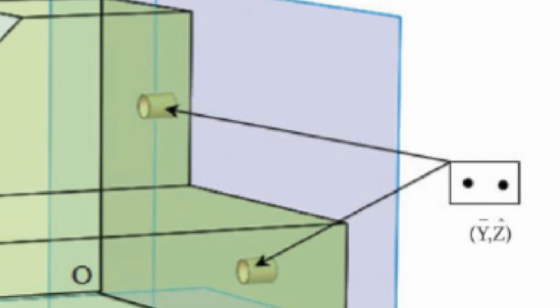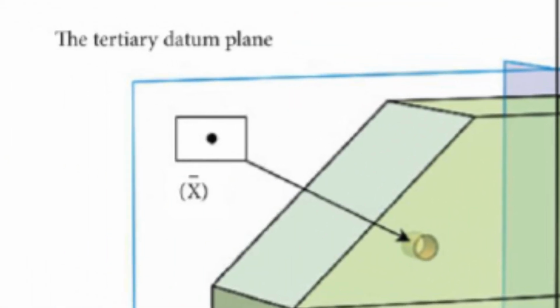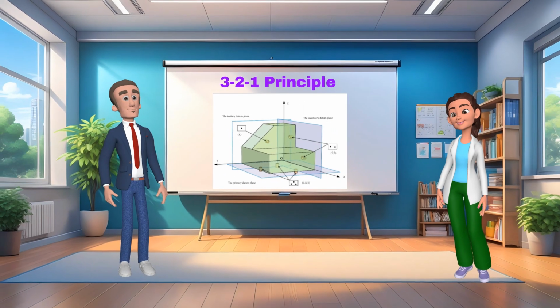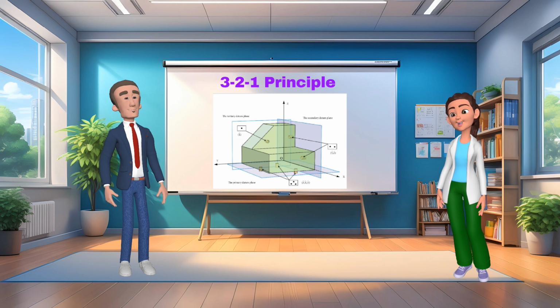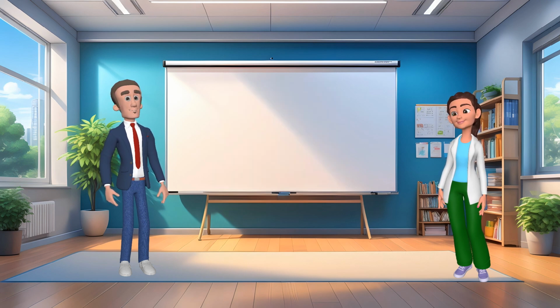1 point. The tertiary datum establishes a third plane perpendicular to both the primary and secondary planes by contacting 1 point. This plane restricts the final degree of freedom, which is translation along the x-axis. In summary, the 3-2-1 principle uses 3 mutually perpendicular planes to fully constrain a part in space, ensuring accurate and repeatable measurements.